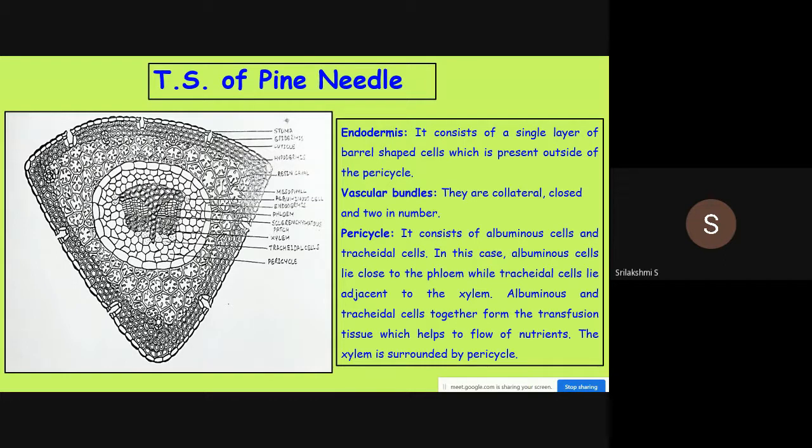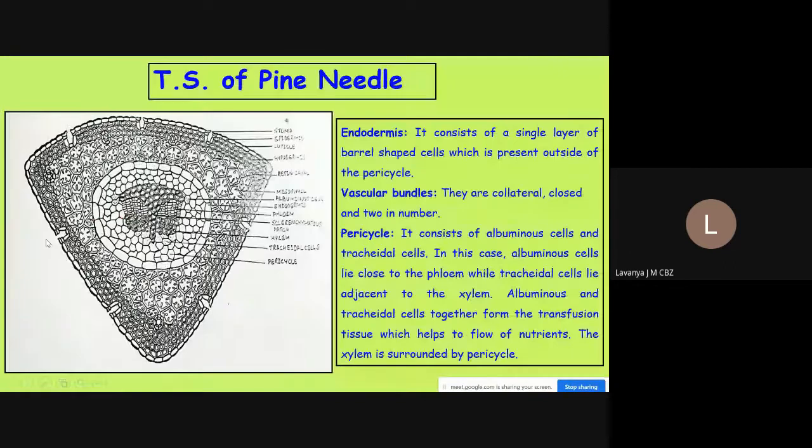Then what else I had to tell you? Thick cuticle, sunken stomata, sclerenchymatous hypodermis, transfusion tissue, and girdle-shaped or T-shaped patch of sclerenchyma. All these are adding up to the xerophytic characters of pine needle. Have you understood? Yes, ma'am.